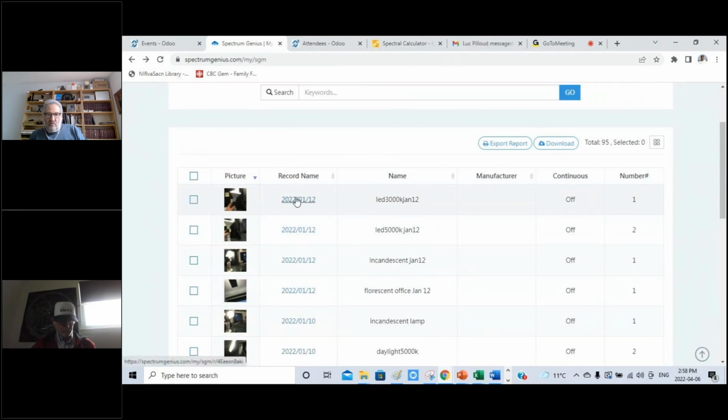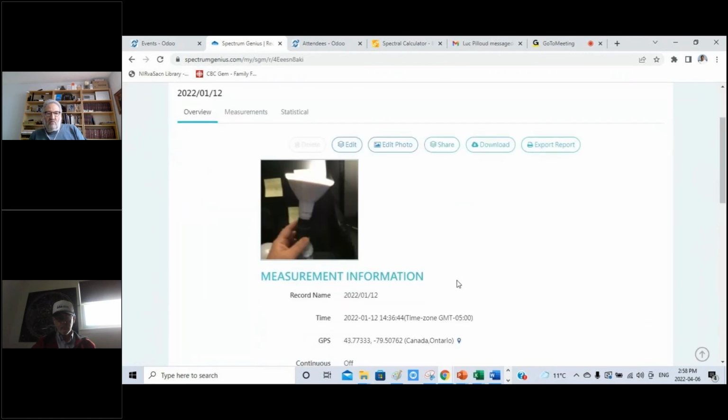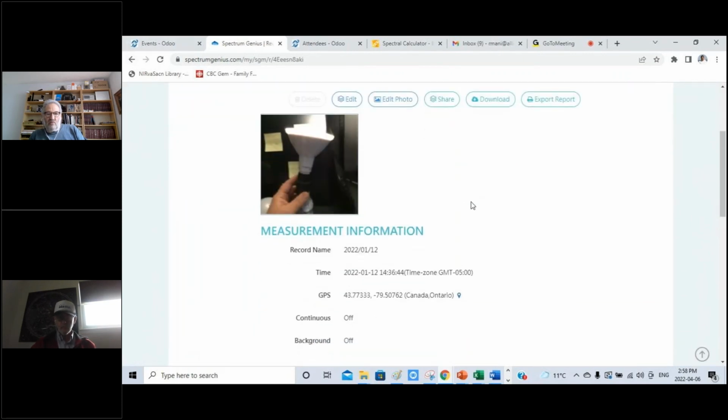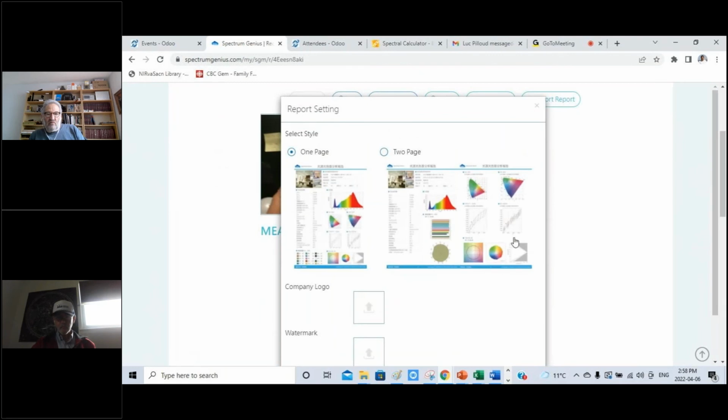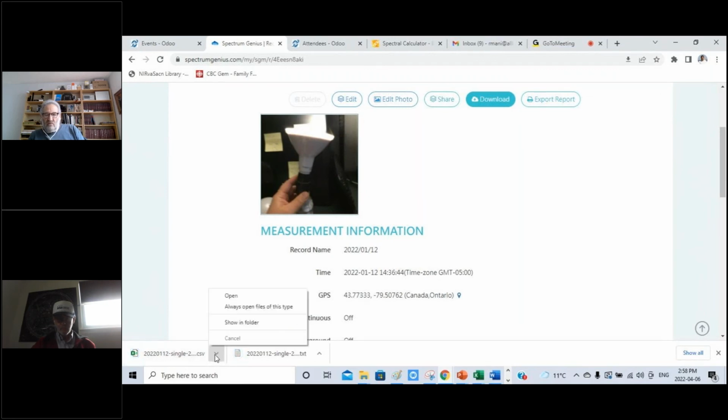So let's say we would select one of these. We would select this, and then we would export the report. Actually, export report. Yes. No, sorry. Download. We use the download, not export report. We use the download, and then it gives us a CSV file.